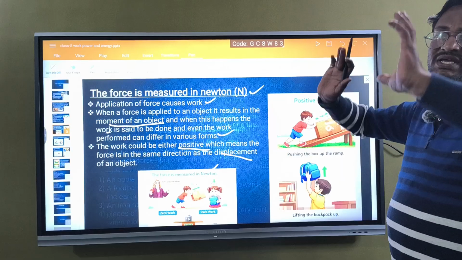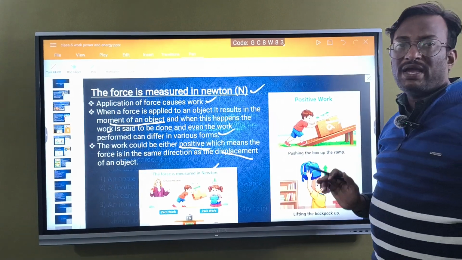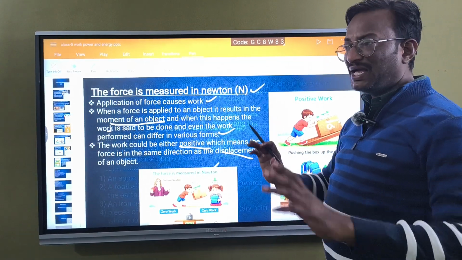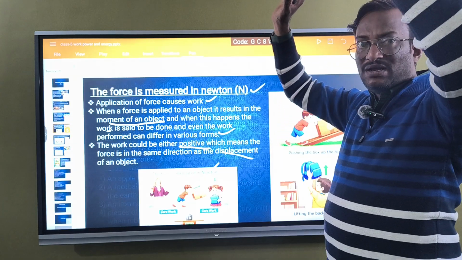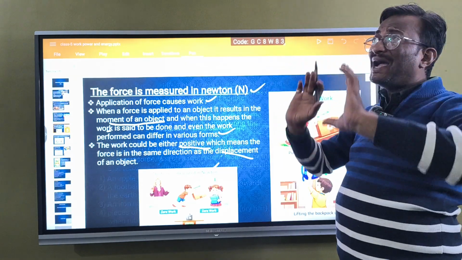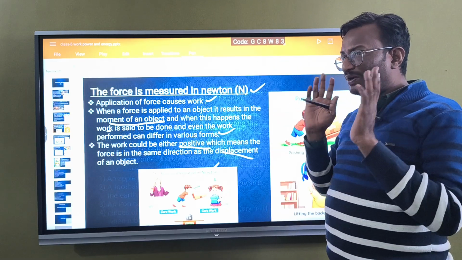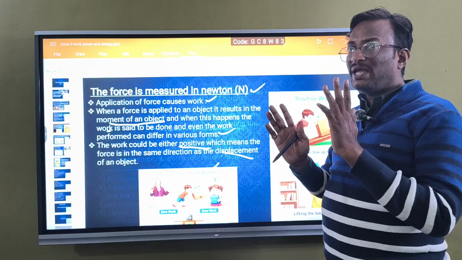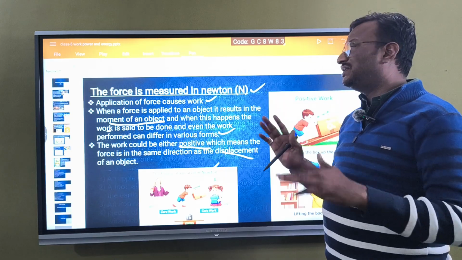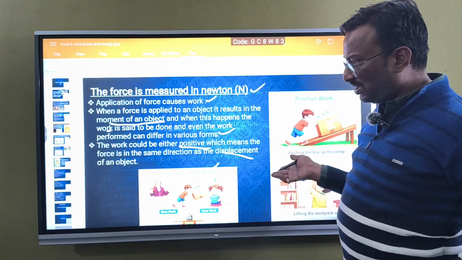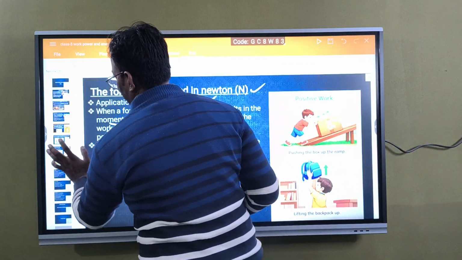Even lifting a small bag up. When we lift it, what is happening? I am applying force in the upward direction and the bag is also moving in the same direction. So when you apply force in one particular direction, if the same body moves in the same direction, then that is what is known as positive work.